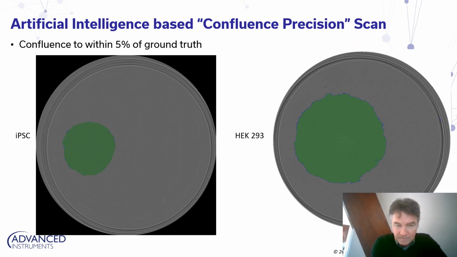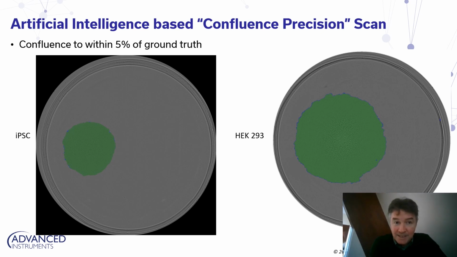Continuing with the theme of artificial intelligence, we have launched a new confluence precision scan on the Cellmetric X, which allows us to assess the confluence to within 5% of the reality in the well. In this case, on the left, we can see an iPSC colony. The green area is where the neural network and the human assessment agree, and the almost insignificant blue edge is where there's disagreement. Also for the HEC colony, you can see the blue shading being disagreement and the green area being agreement.